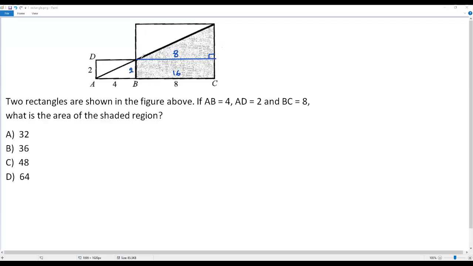Okay, now for this right triangle, we need the area. Once I get the area of this right triangle, I can add the area of this right triangle and the area of this rectangle, already we got it, 16, to get the area of the shaded region.